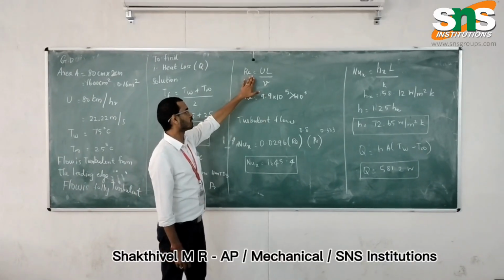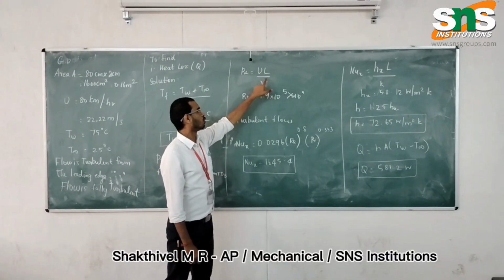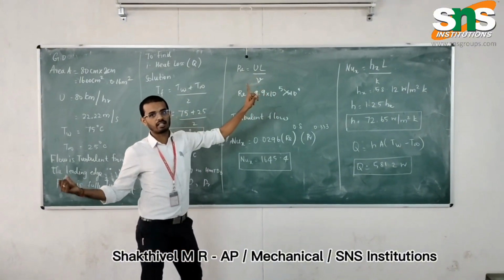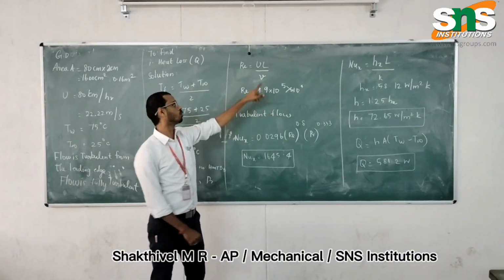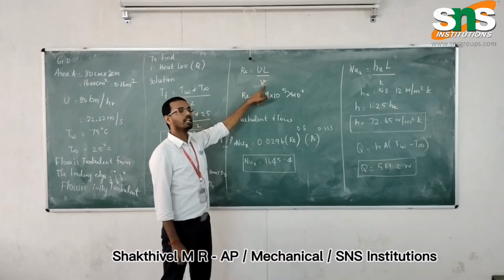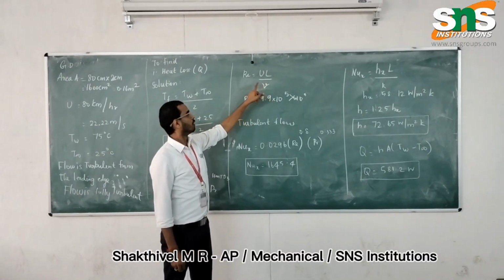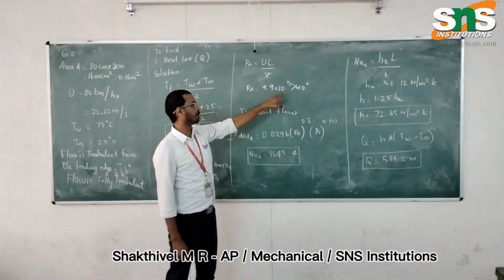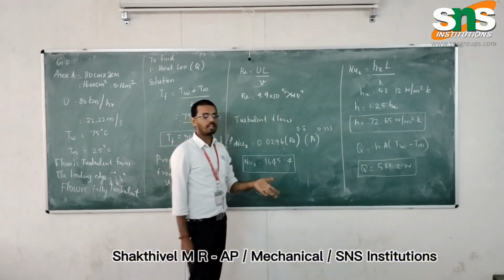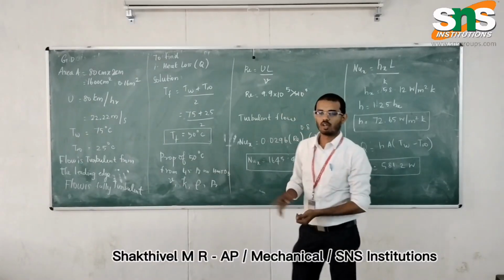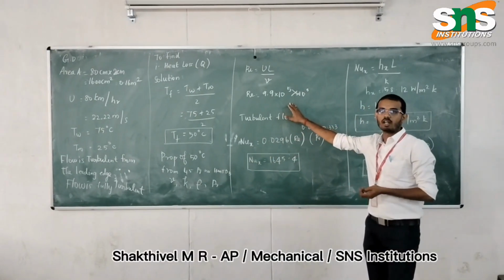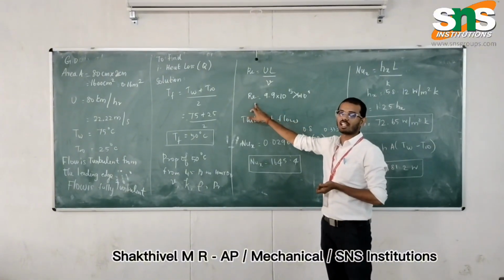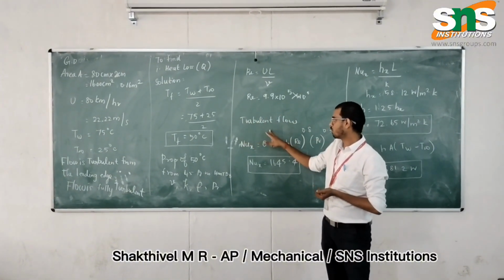So the Reynolds number is UL divided by ν. Why we take UL instead of UD is that it is a crankcase, where the area is given as length into breadth. So velocity into length divided by kinematic viscosity ν. We substituted all these values and we get 9.9 into 10 to the power 5. In the question itself they mentioned that it is a turbulent flow, so you are not strictly supposed to find the Reynolds number, but for the procedure steps and to get the marks, we have to find the Reynolds number. So the flow is turbulent.